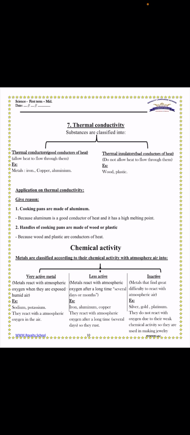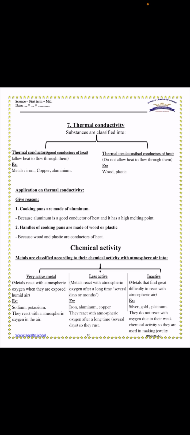So cooking pans are made of aluminium because aluminium is a good conductor of heat and has a high melting point. Handles of cooking pans are made of wood or plastic because wood and plastic are bad conductors of heat, so they don't let the heat flow through them. Okay? We finished the physical properties.